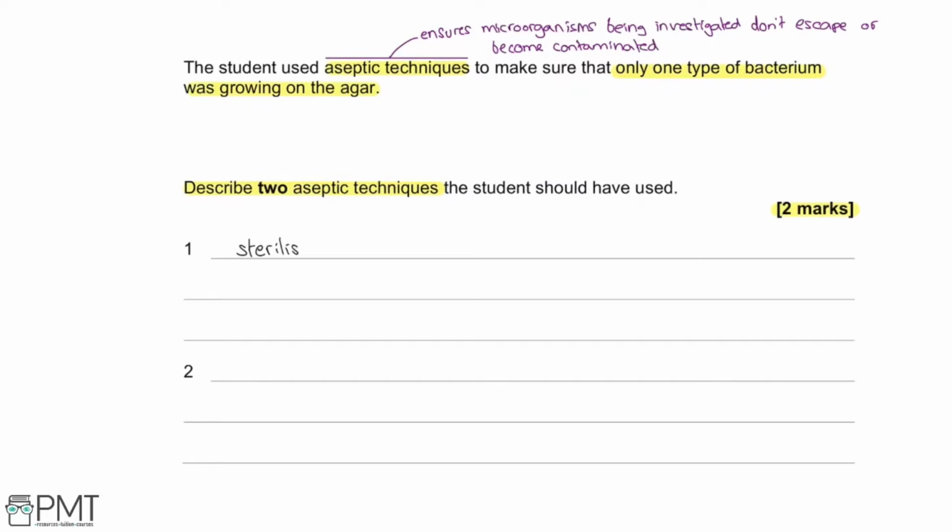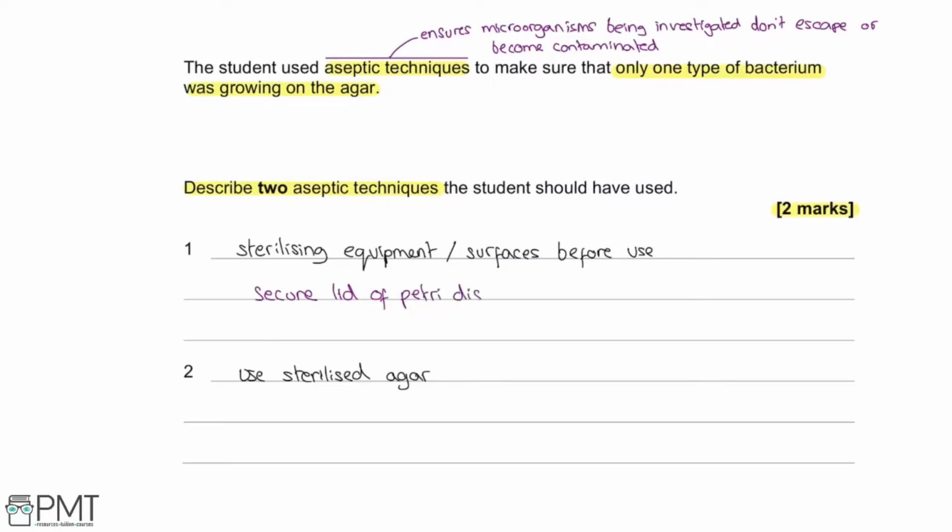Ways you can go about this include sterilising all of your equipment and all of your surfaces. So if you're using an inoculating loop, you might sterilise it using the flame of your Bunsen burner, and you can spray your surfaces with a disinfectant. You might use sterilised agar in your agar plate. You can secure the lid of your petri dish with tape, so this stops other microorganisms getting in.